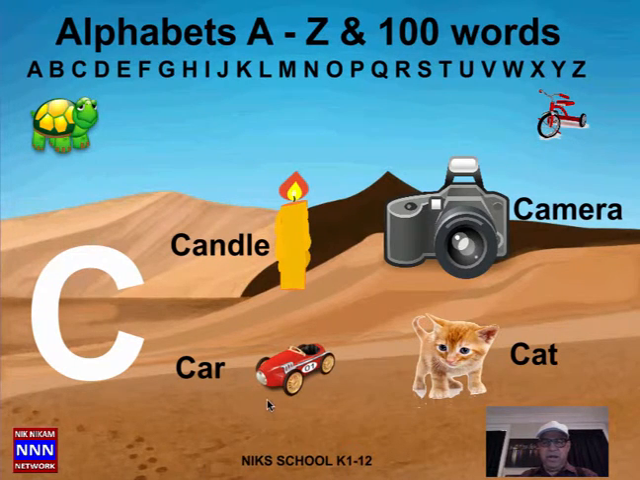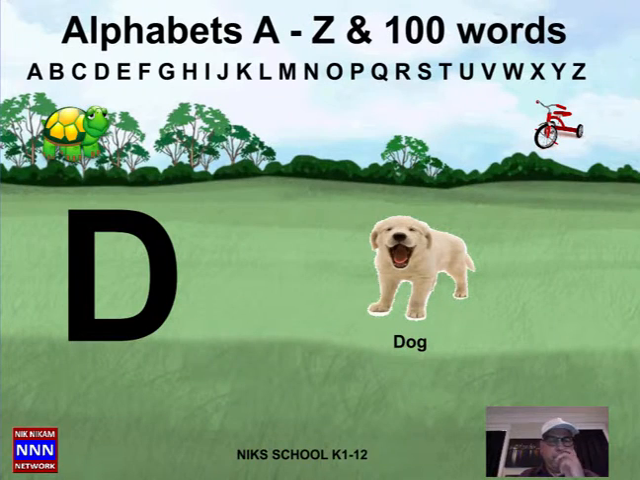Okay, and this is a car. You have cars, don't you? Yeah, just like that. It starts with the letter C. And here's another one. Cat. Do you have a cat in the house? Do your neighbors have a cat? You know how a cat sounds? Meow, meow, meow. So if you hear that sound, that's a cat. Maybe check it out. Your neighbors or somebody may have a cat. Okay, let's move to the next letter now.